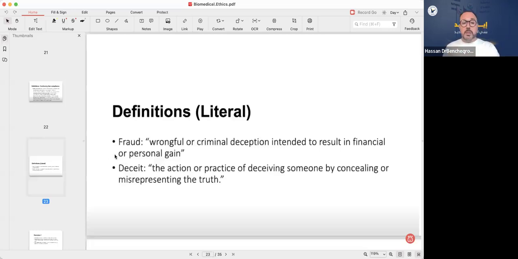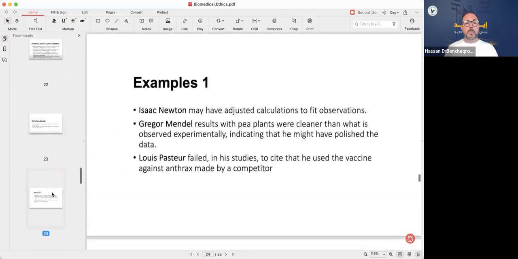And then the extremes. The extremes are when there is fraud and deceit. And fraud and deceit means fraud and deception. Fraud is wrongful or criminal deception. I did that on purpose in order to benefit from you. And deceit, I did that on purpose not to benefit, but to just hide something I did. But there's a difference between the two.